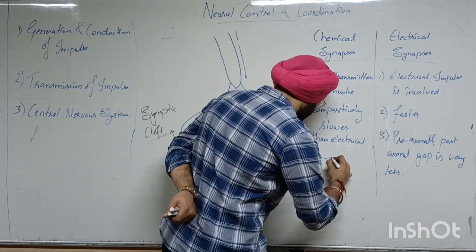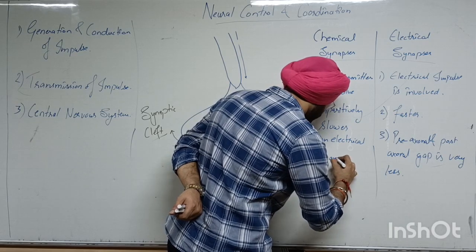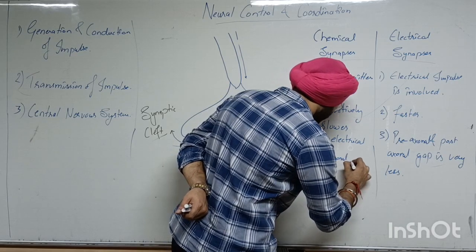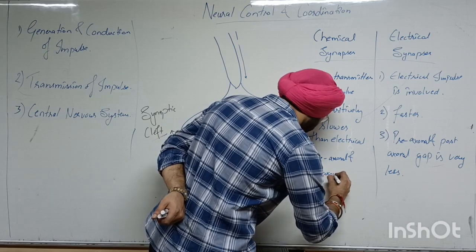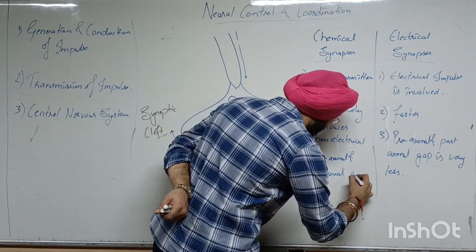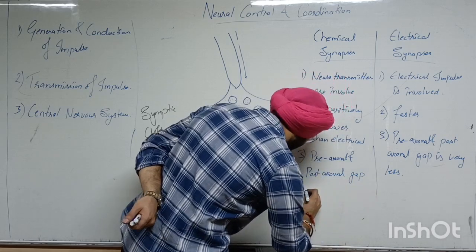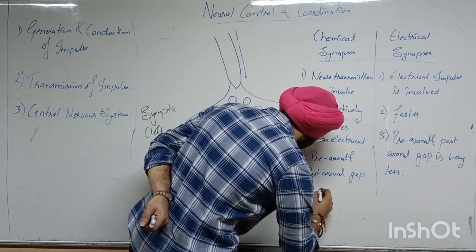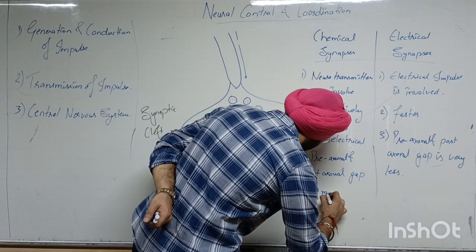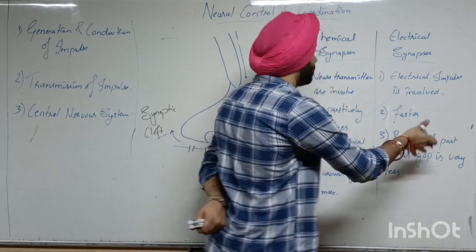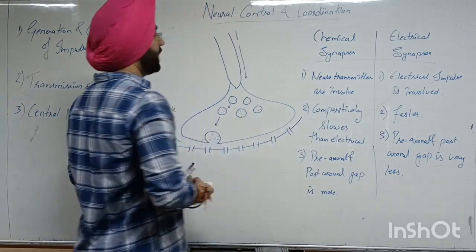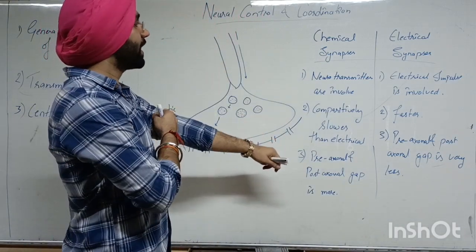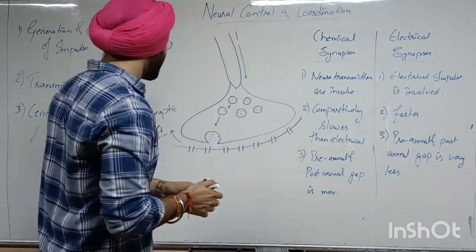The third one is that the pre and post axonal gap, that is the synaptic cleft, is more in chemical synapses. The pre-axonal and post-axonal gap is more in comparison to electrical synapses. So here I have written the difference between electrical synapses and chemical synapses.